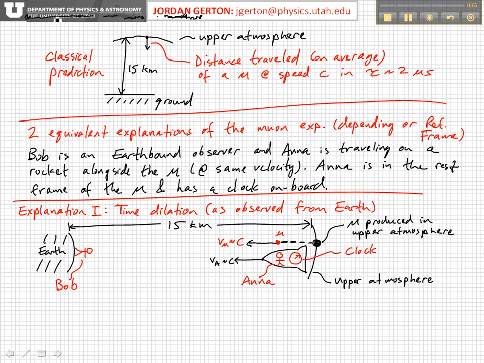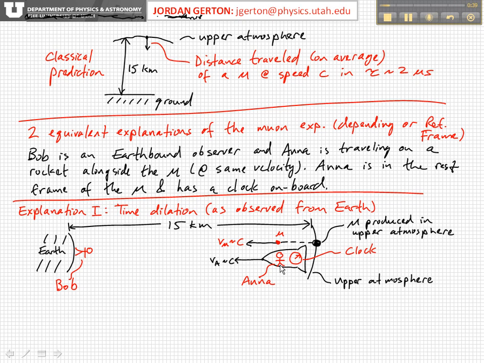Here's the situation from Bob's point of view, sitting on Earth. He's looking up at the upper atmosphere. I've turned this sideways to have more room, and he's seeing the muons racing towards him at a velocity that's close to the speed of light. The muons are produced up here in the upper atmosphere, and they travel some distance, and Bob is basically looking at them coming in. Now they have to travel 15 kilometers to get from where they were produced to get to Bob.